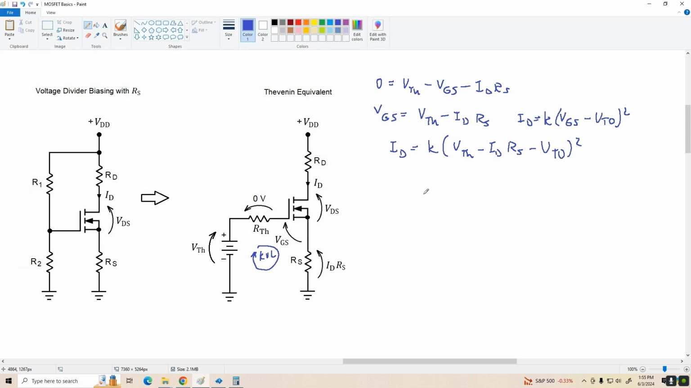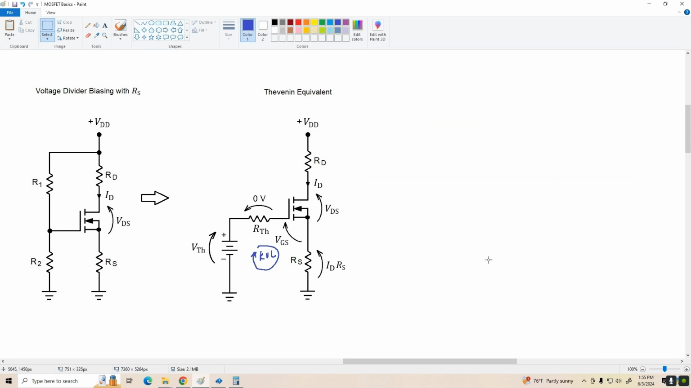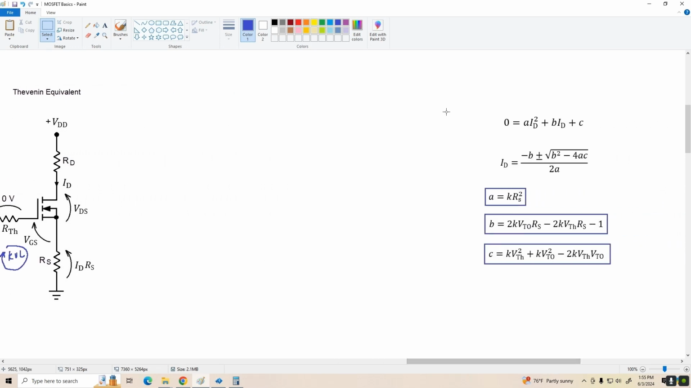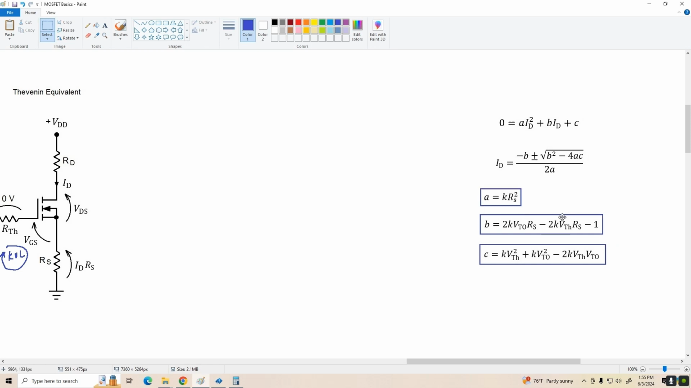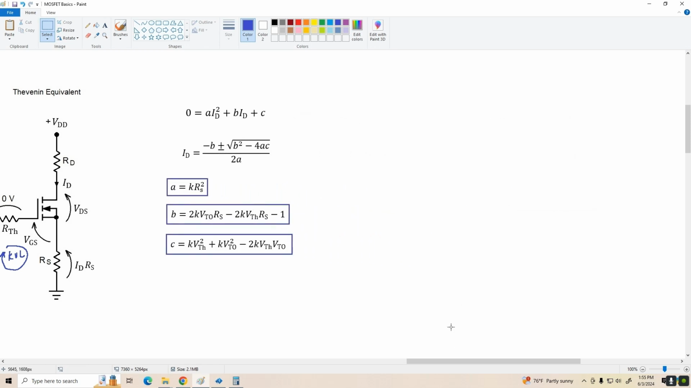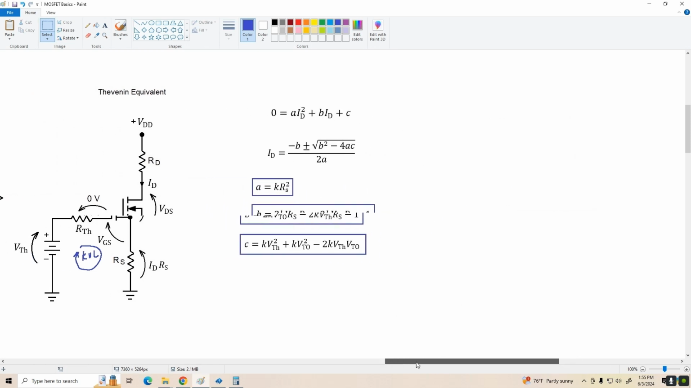I'm not going to drag you through all the algebra involved in doing this. I think you can see it would be pretty long and tedious. But I've worked it out ahead of time and come up with nice equations for you. So here's what we end up with, and let me pull those over here and we'll talk about this.